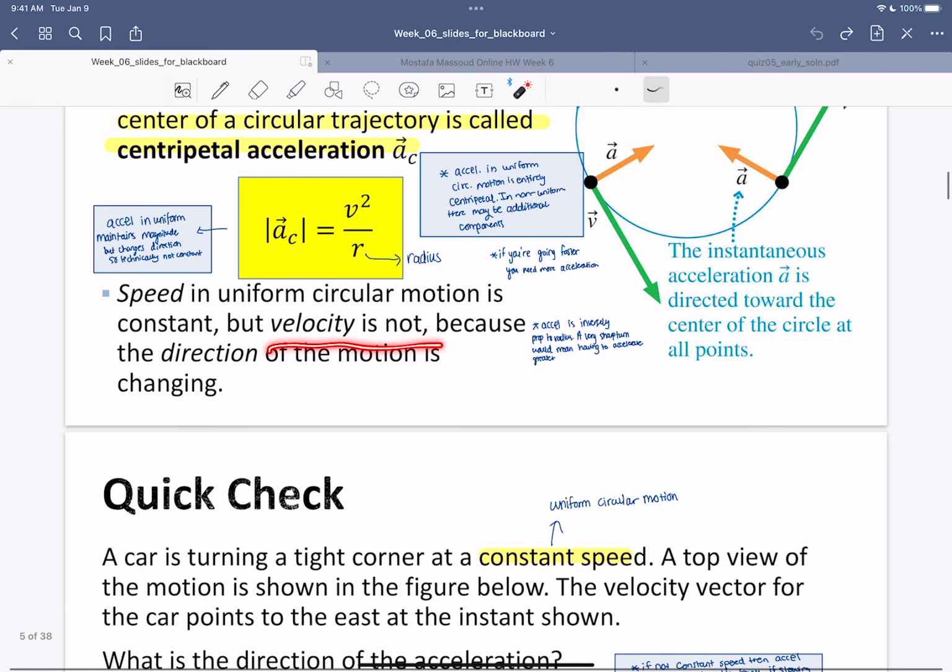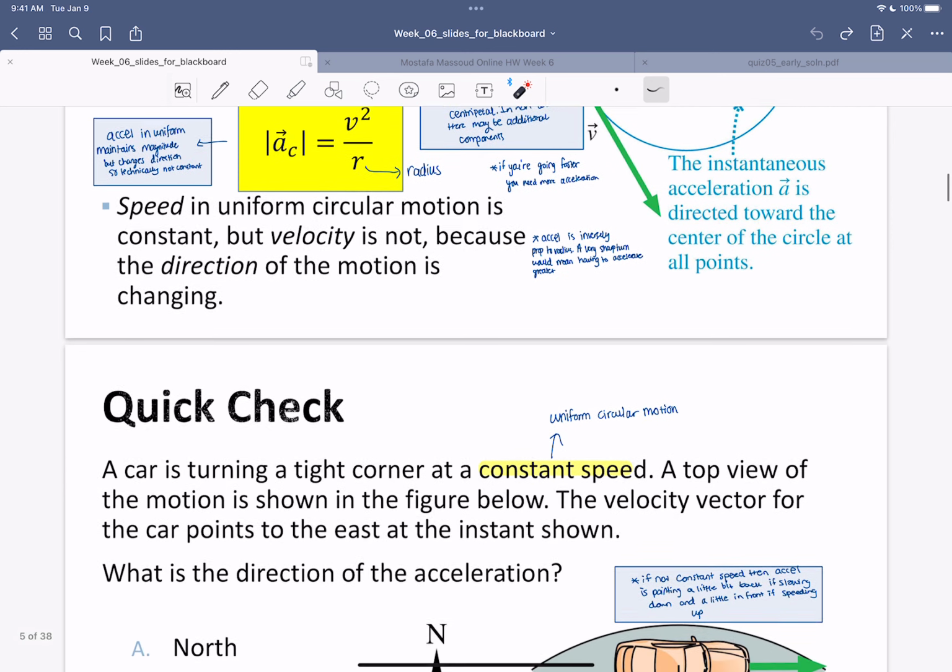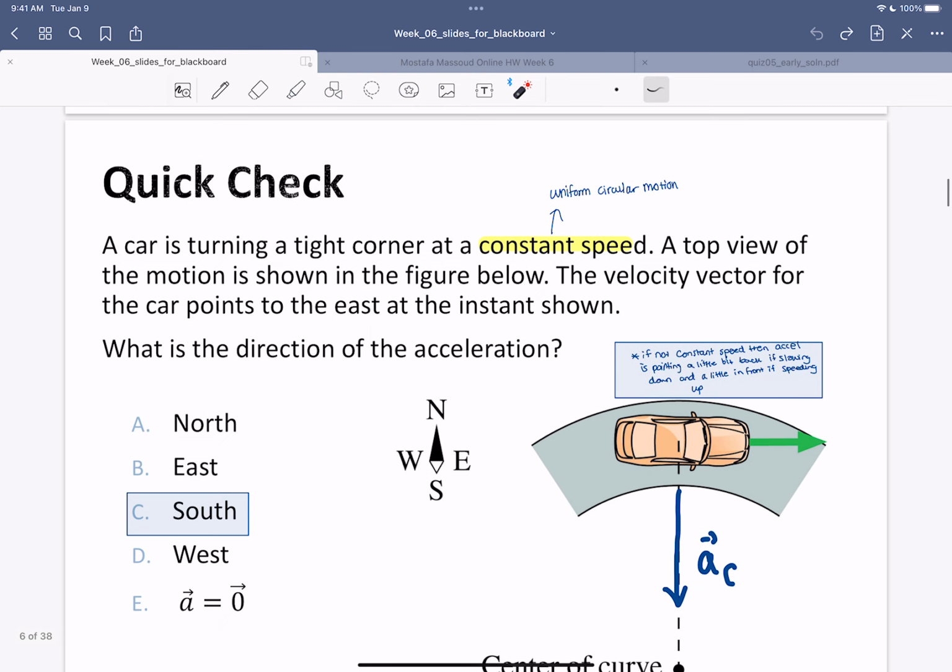So, and yeah, velocity is not constant because velocity is speed with a direction. So if our direction is constantly changing, if we're going from east to south to northwest to northeast, whatever it is, then we're changing the direction and therefore we're changing our velocity, right?